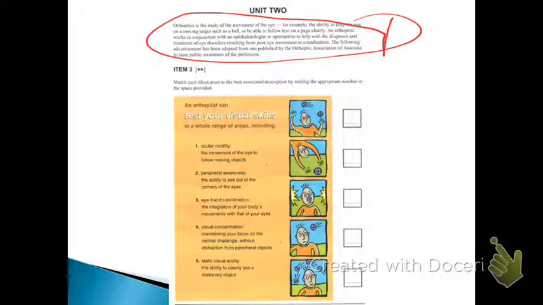If you look at the question, it says match each illustration in the text with the associated description by writing the appropriate number in the box space provided. So in other words, it's one of these matching questions you used to do a lot in middle school, matching the appropriate number with the appropriate picture.